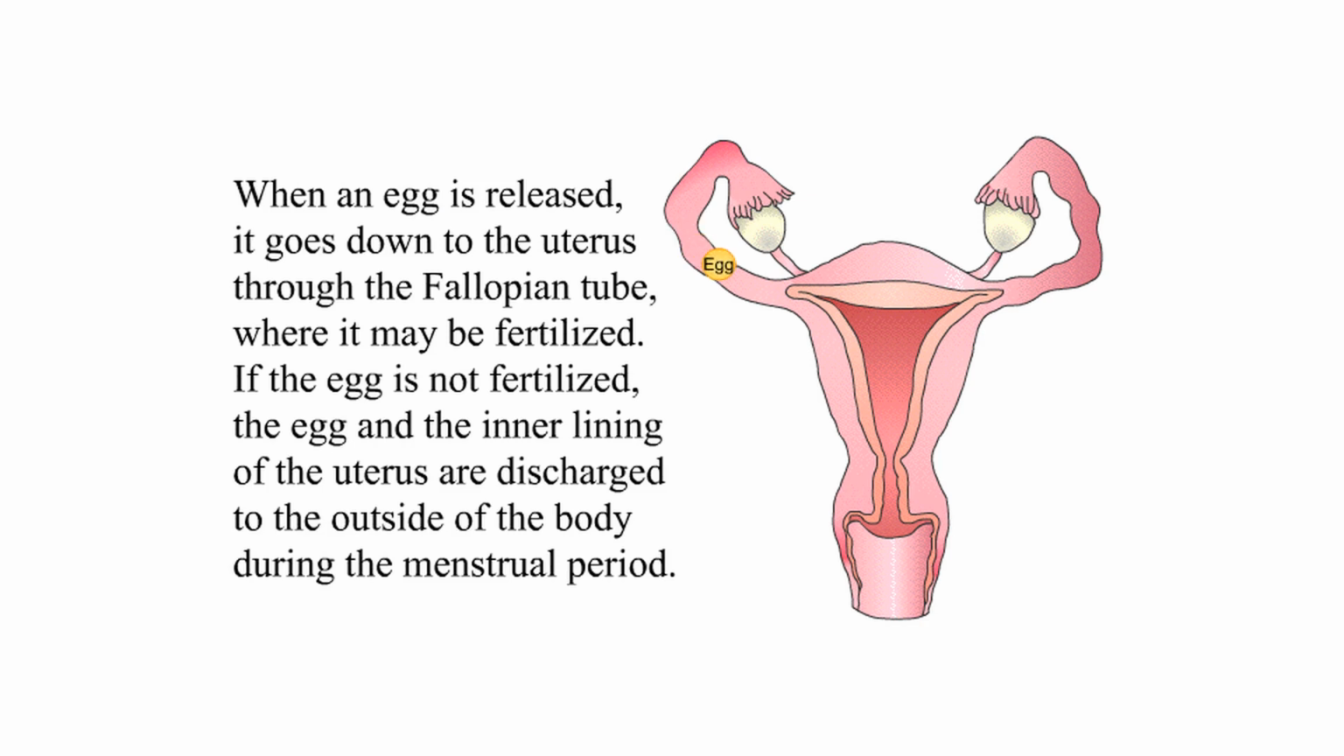When an egg is released, it goes down to the uterus through the fallopian tube, where it may be fertilized. If the egg is not fertilized, the egg and the inner lining of the uterus are discharged to the outside of the body during the menstrual period.